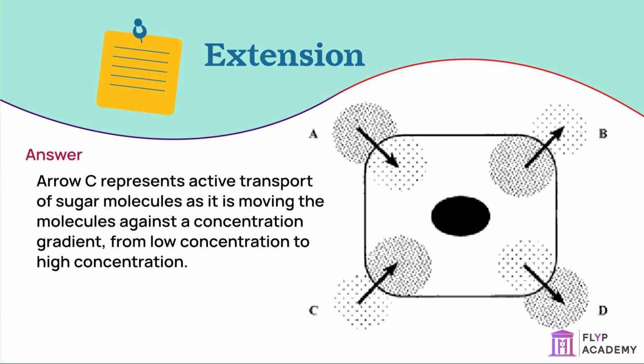Arrow C represents active transport of sugar molecules, as it is moving the molecules against a concentration gradient from low concentration to a high concentration.